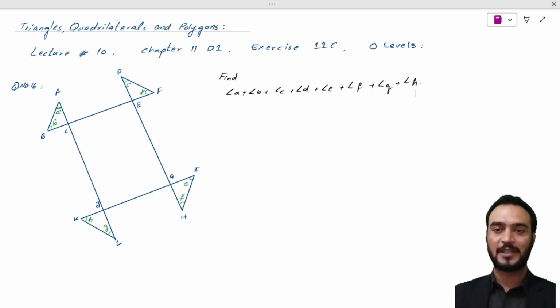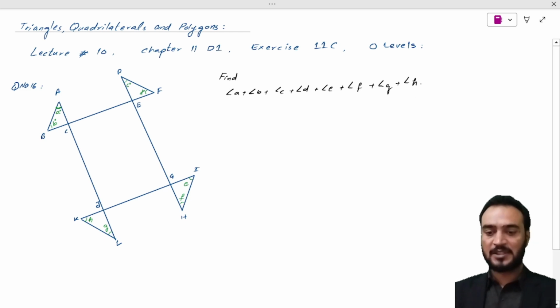This is going to be the last lecture on the topic triangles, quadrilaterals, and polygons. This is chapter 11, D1 Mathematics, and I am doing exercise 11C, O levels. In the previous two lectures, that is lecture 9 and lecture 8, I have solved 15 questions of this exercise, and today I am going to solve question number 16.